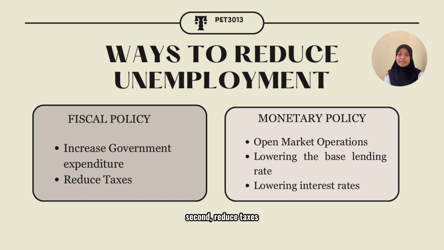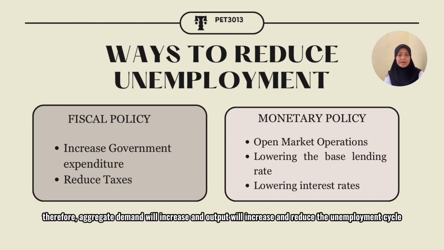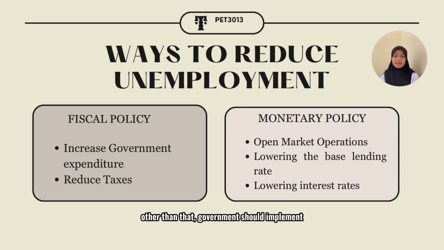Second, reduce taxes. The government can reduce taxes such as excise tax, service tax, sales tax, income tax or corporate tax. This will increase the consumption of goods and services and encourage investment. Therefore, aggregate demand will increase and output will increase and reduce the unemployment cycle. Other than that, the government should implement expansionary monetary policy to increase money supply.